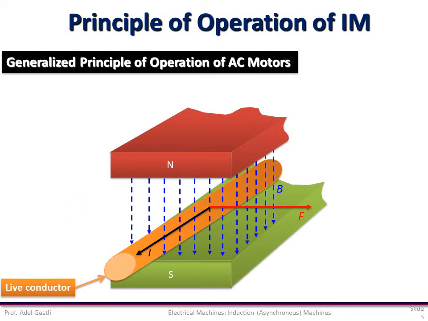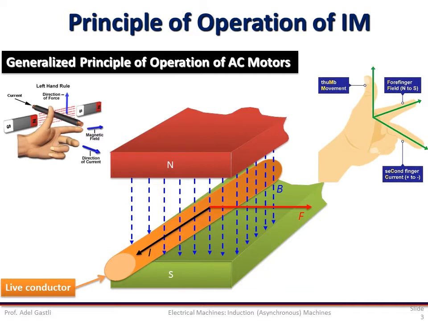When a live conductor with a current I is placed in a magnetic field B, it is influenced by Lorentz force, which tries to move it through the magnetic field. The direction of this force is determined by Fleming's left-hand rule, where the second finger points to the current direction, the forefinger points to the magnetic field, and the thumb points to the direction of the force.